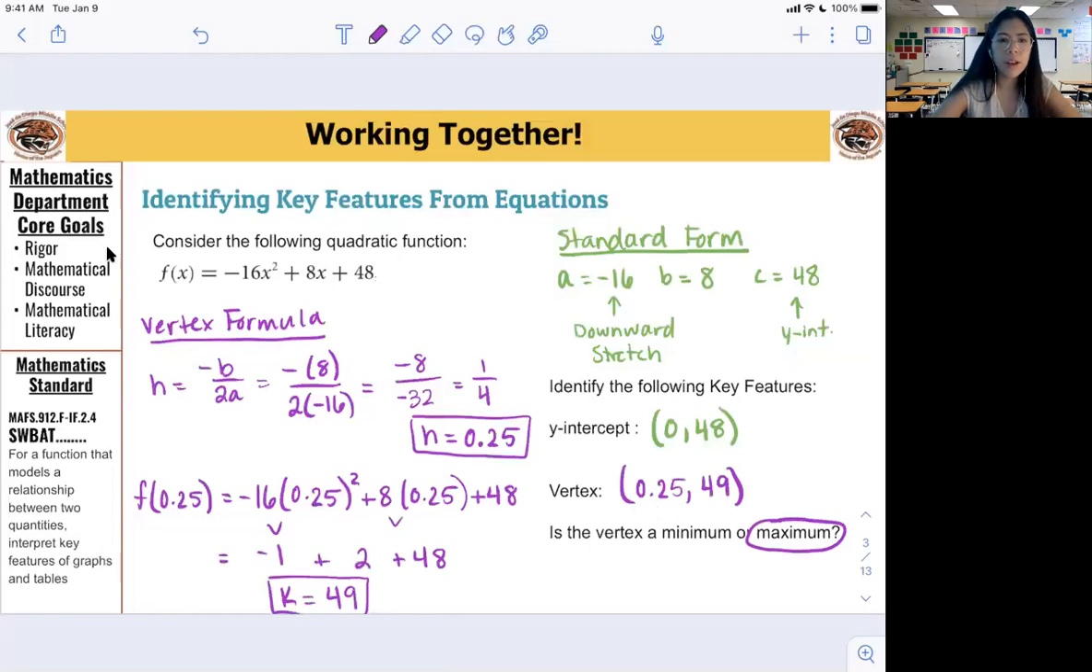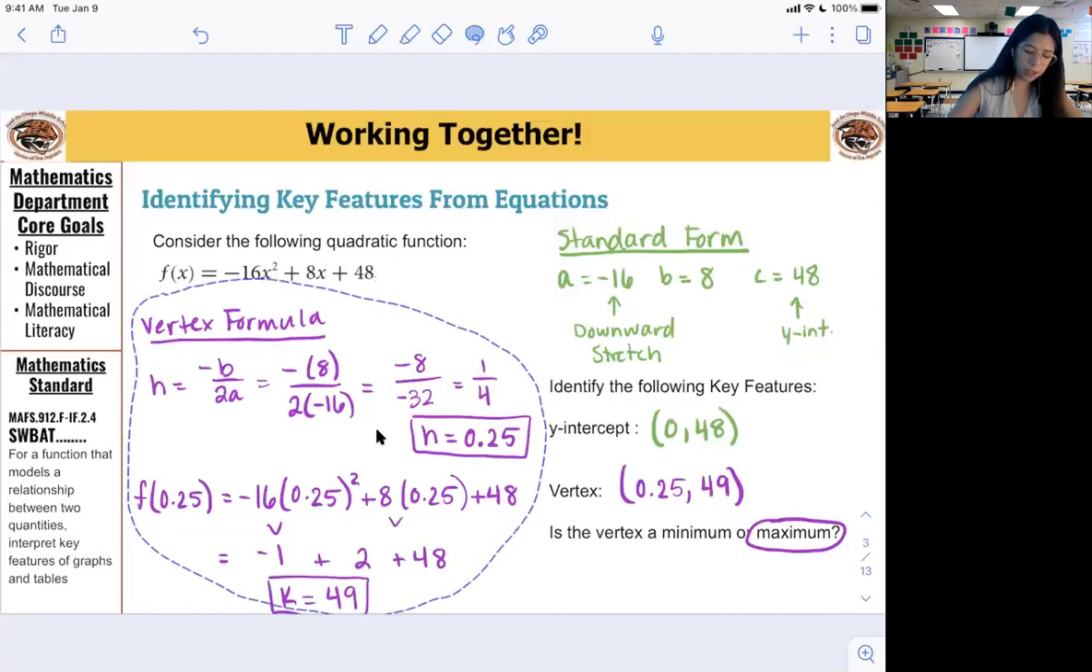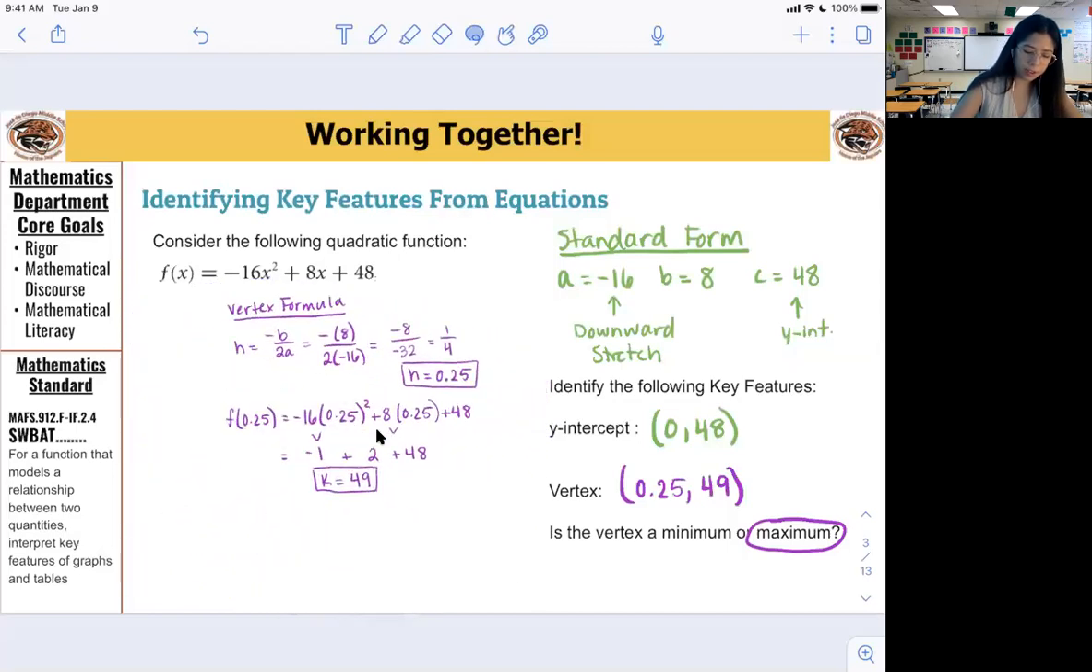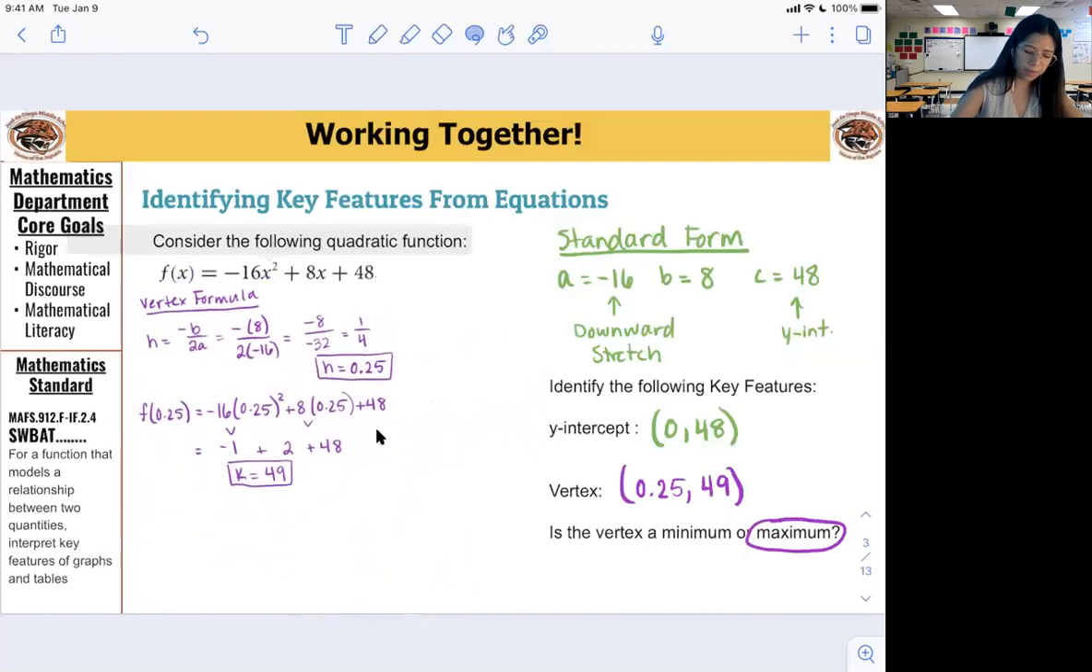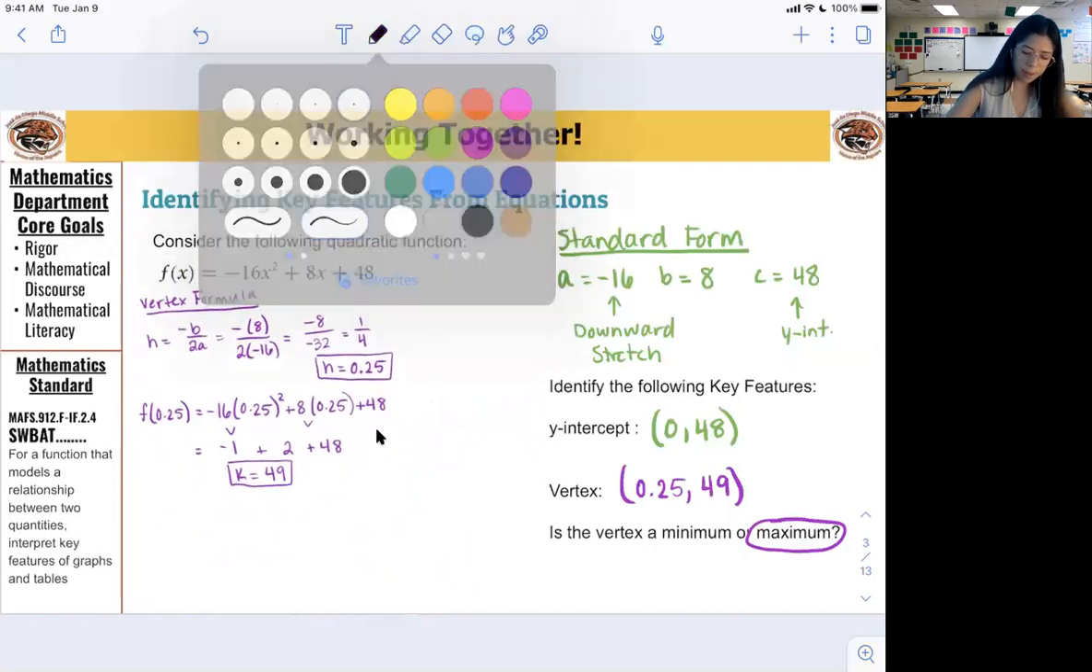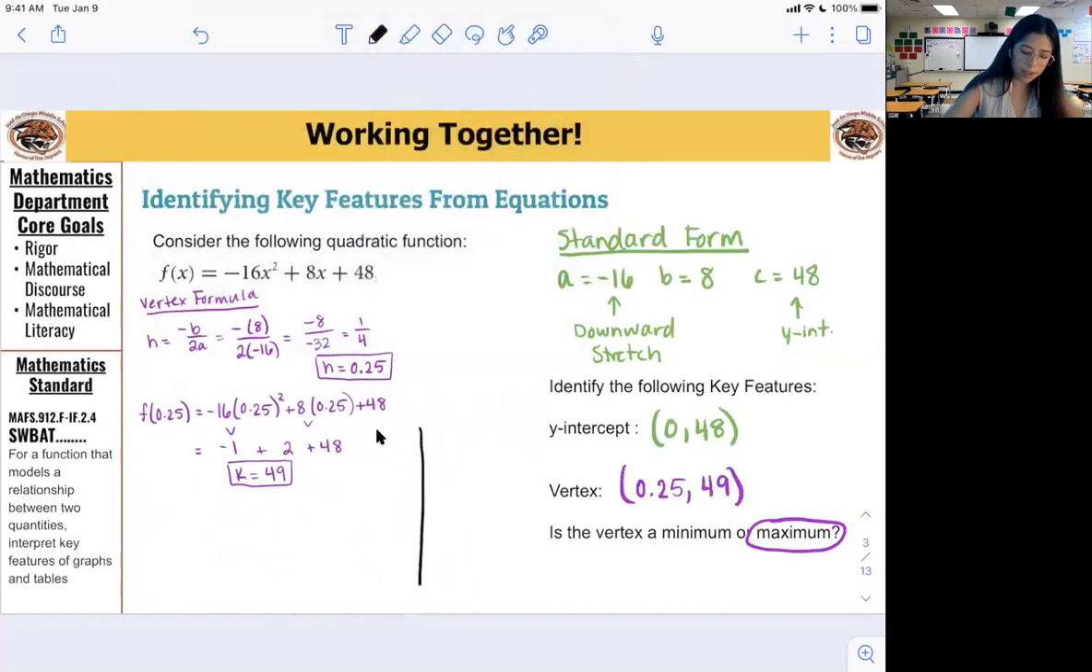So the vertex formula is super useful, because now we have a very clear picture of what the graph would look like. I'm going to do a quick little sketch. While I make my sketch, what is the only thing that I don't know at this point? I know my y-intercept. I know my vertex. What am I still missing? The x-intercepts, yep.